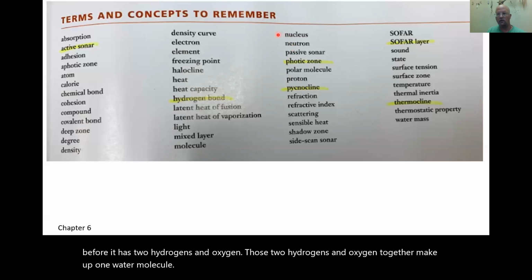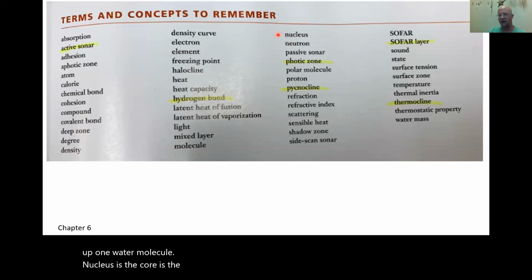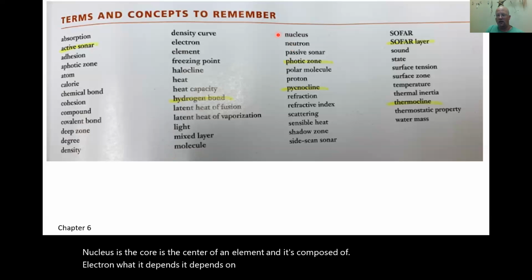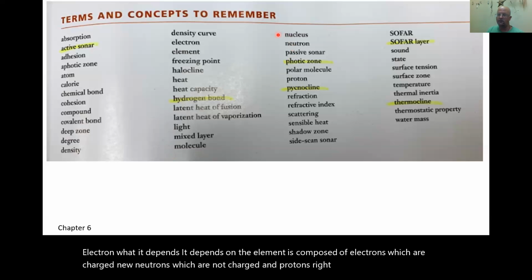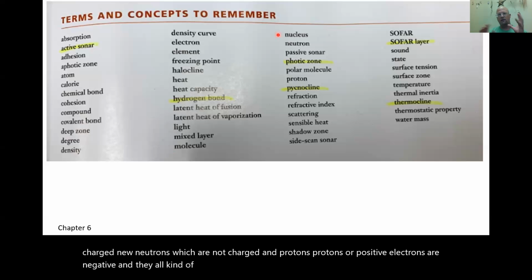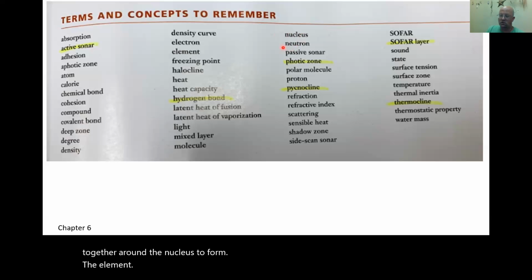Nucleus is the core, it's the center of an element, and it's composed of, well, it depends on the element. It's composed of electrons, which are charged, neutrons, which are not charged, and protons, right? So protons are positive, electrons are negative, and they all kind of, it's hard to explain on a video, they all kind of interact together around the nucleus to form the element. Neutron, we just talked about, is part of an element. It has no charge, but it exists.